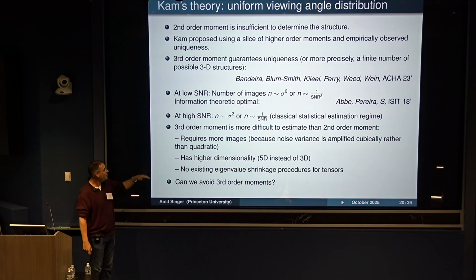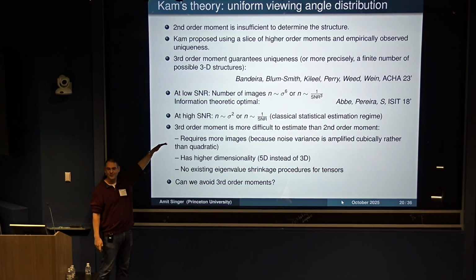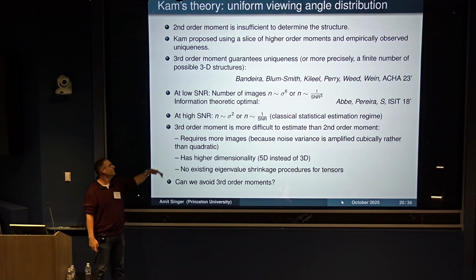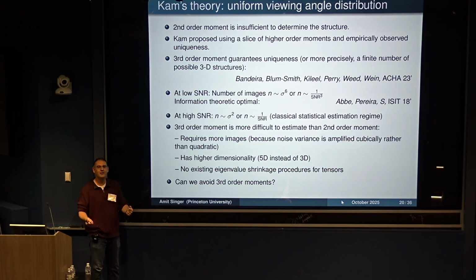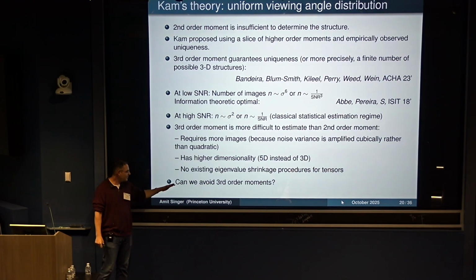But it's annoying that we have to work with third order moments. Computations are terrible. We'll need more images. It's much higher dimensionality. We don't have all these nice tools from high dimensional statistics to do eigenvalue shrinkage and optimal estimation of covariance matrices. So, can we do better? Can we somehow avoid third order moments?